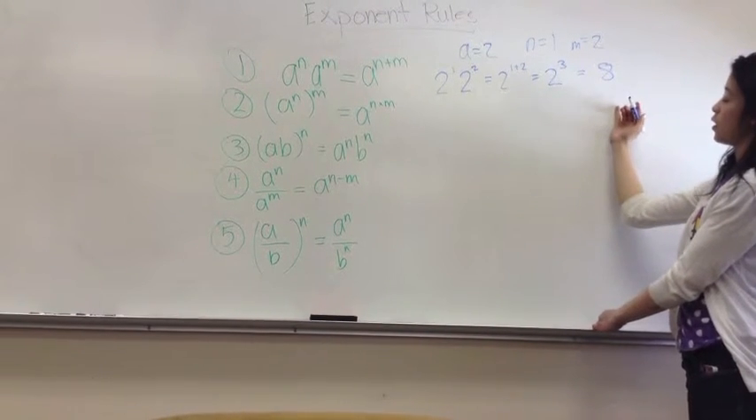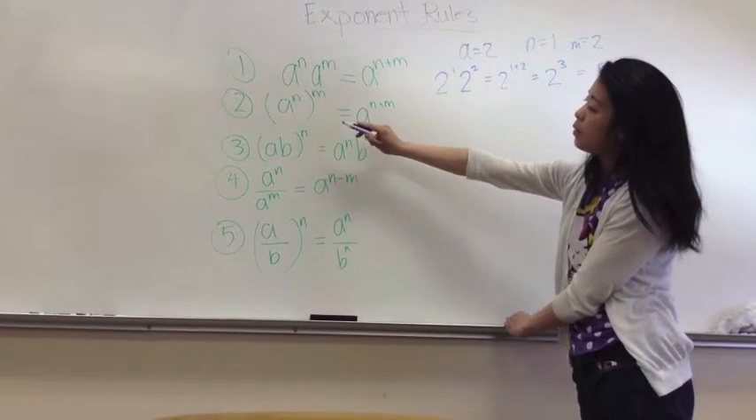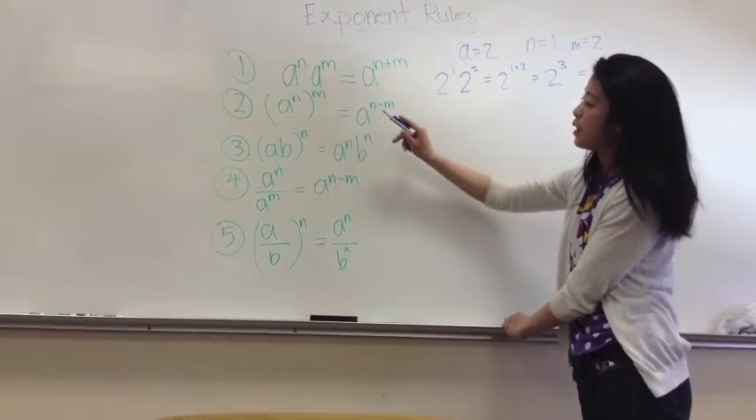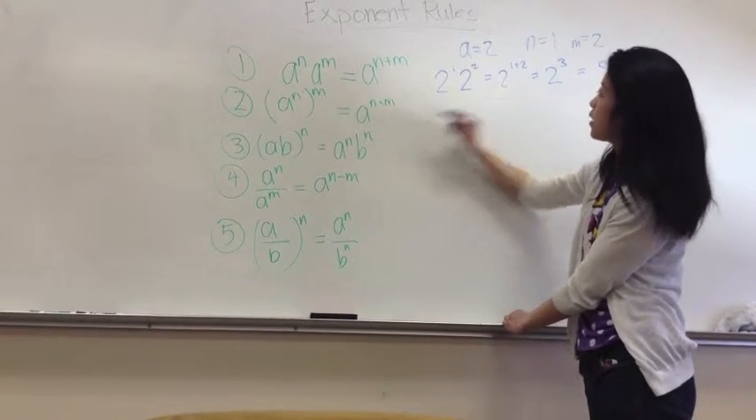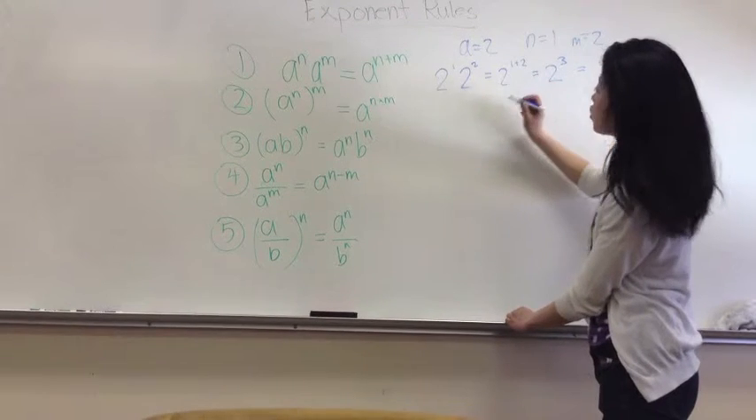So that's how we do the first example. For the second one, we have a to the n, parentheses, to the m is equal to a to the n times m. So let's use the same variables that we have here. a equals 2, n equals 1, m equals 2.